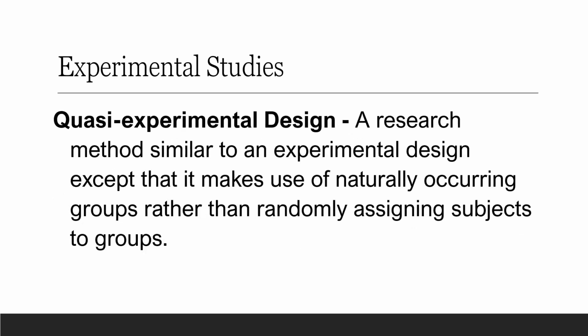So if an experimental study does not attain randomization, you are not able to manipulate your variables, then that's what we call a quasi-experimental design. A quasi-experiment is a research method similar to an experimental design, except that it makes use of naturally occurring groups rather than assigning subjects to groups. So for example, children versus adults in singing, children versus adults in frontal lobe activity. So we are not randomizing the groupings, but rather we are using naturally occurring groups.